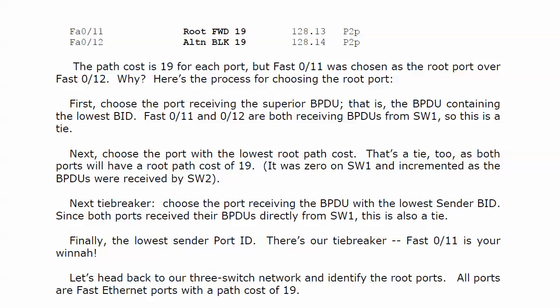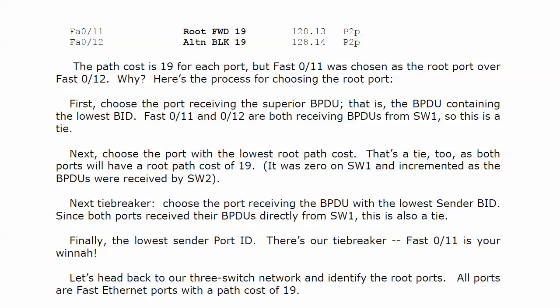Well, we have a tie there because both ports receive their BPDUs directly from switch 1. And here's what we usually come down to, especially in a lab network, a smaller network: the lowest sender port ID. Well, there's your tiebreaker because 11 is lower than 12. So switch 1 sent those out Fast 0/11 and Fast 0/12, and that is why 0/11 was chosen.